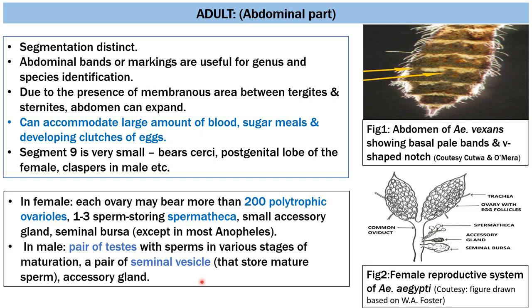In male, there is a pair of testes with sperms in various stages of maturation, a pair of seminal vesicles that store mature sperms, and accessory gland.